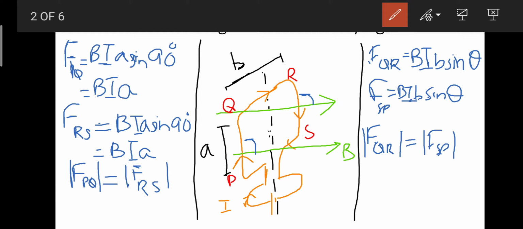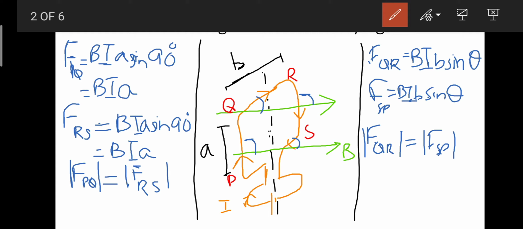Since we don't know the angle for the side QR, which it is making with the magnetic field, this angle theta, we are not going to put any value for it, and simply we will put the same values in both situations. So FSP would again have the same value, BIL sine theta. We don't know the value of theta, so these values would remain like this.